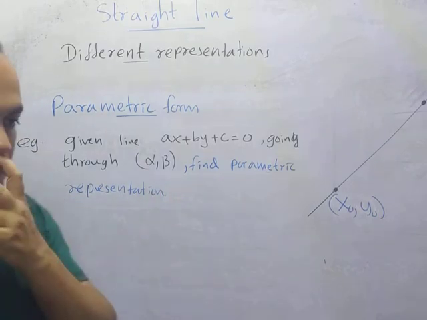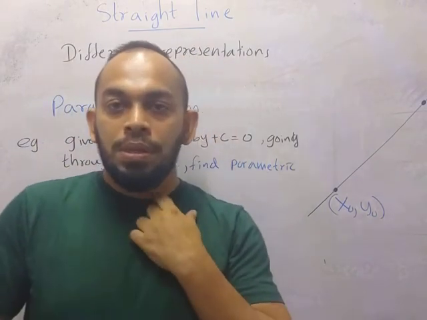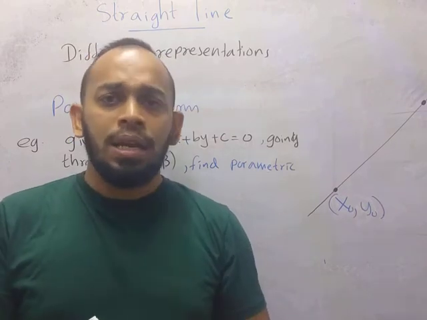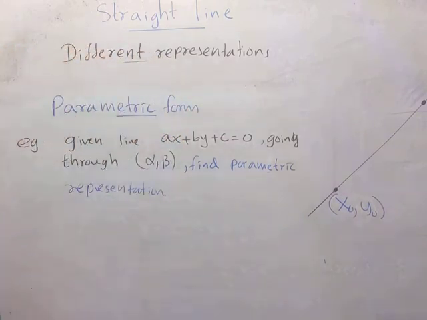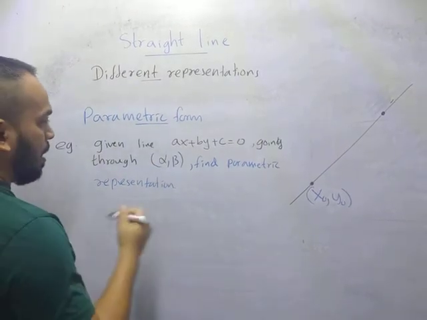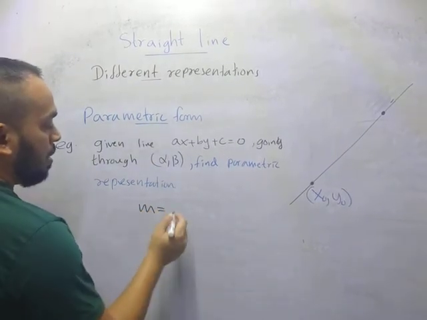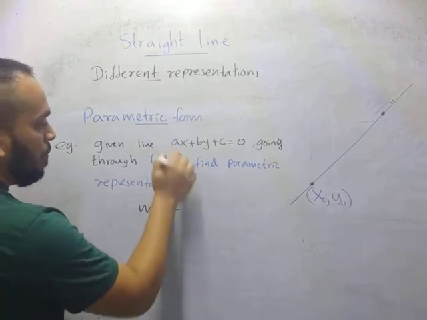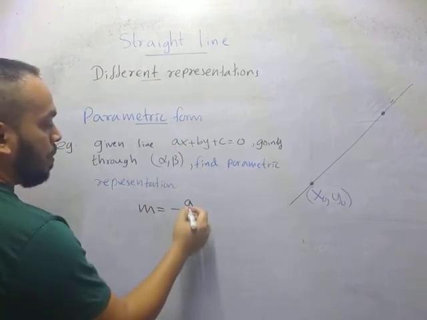Find the parametric representation. To find the parametric representation, first we need to find the gradient of the line. So given this line, what is the gradient? First off, we'll find the gradient. So the gradient would be minus the coefficient of x divided by the coefficient of y.